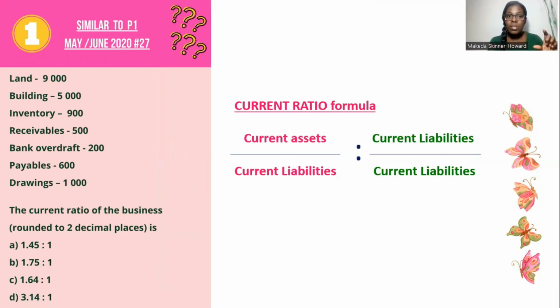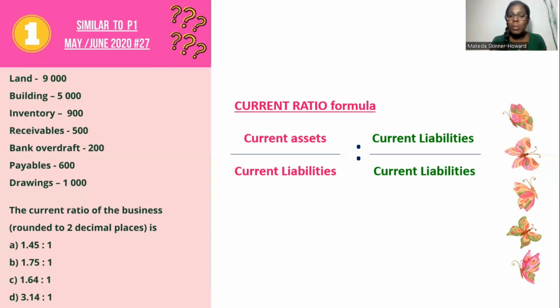And I know that is what some students learn. You only learn that part. But then a lot of students come to me and ask me, so how do we get the one on the right-hand side? The full formula is current assets divided by current liabilities. And on the right-hand side, current liabilities divided by current liabilities. Once you learn this and you put in all the necessary figures, you will end up with 2 numbers, one on the left-hand side, one on the right-hand side.